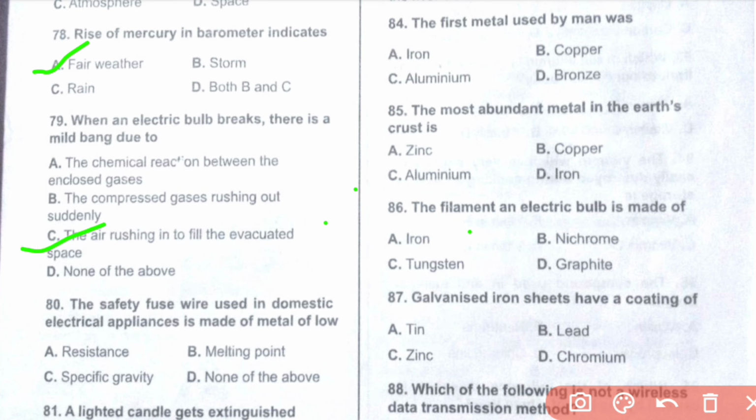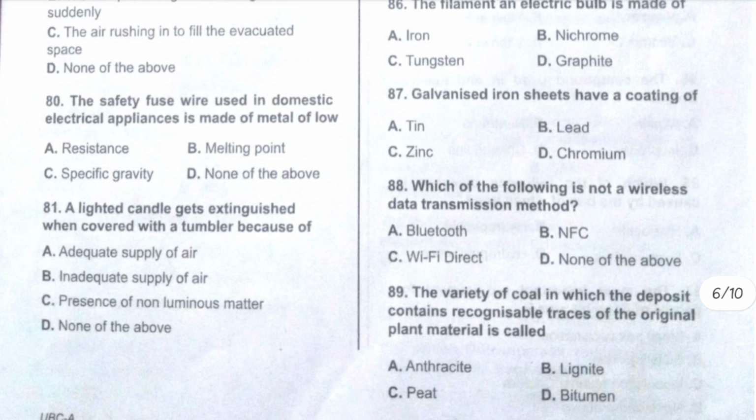80. The safety fuse wire used in domestic electrical appliances is made of metal of low melting point. B. 81. A lit candle gets extinguished when covered with a tumbler because of inadequate supply of air, oxygen. Okay, 81 is B.